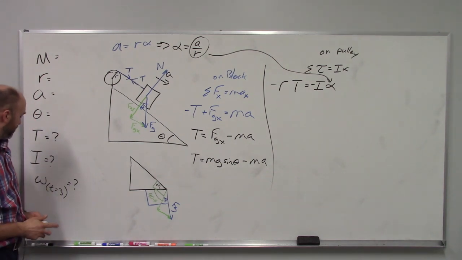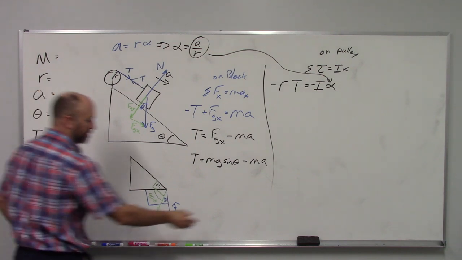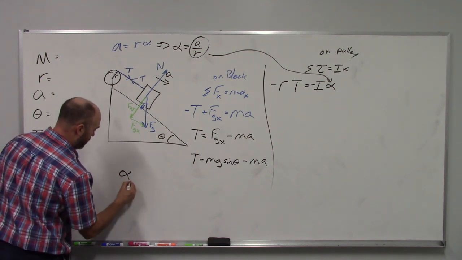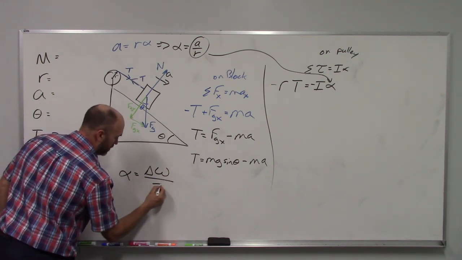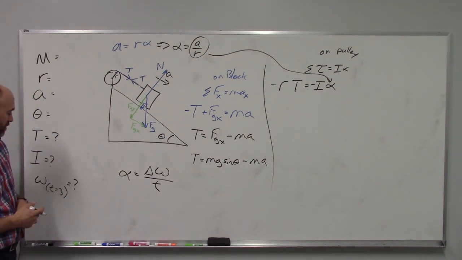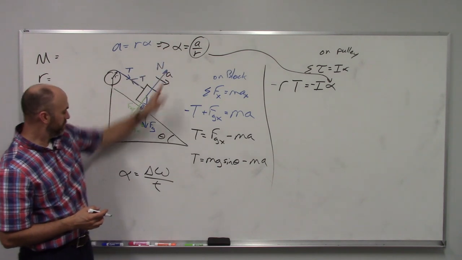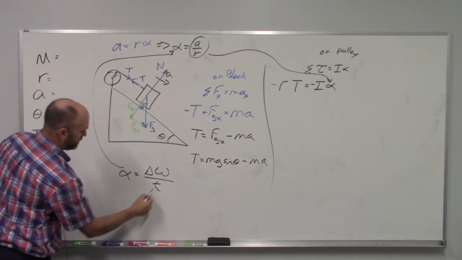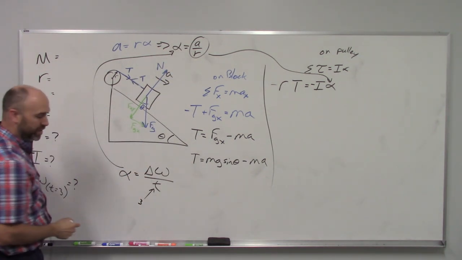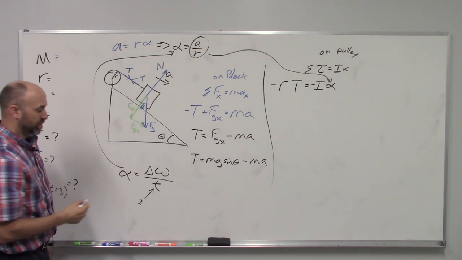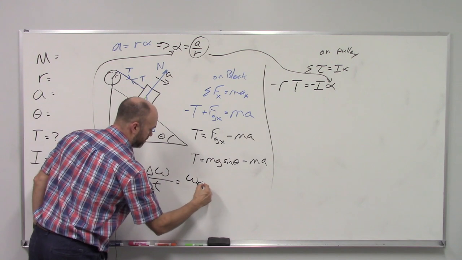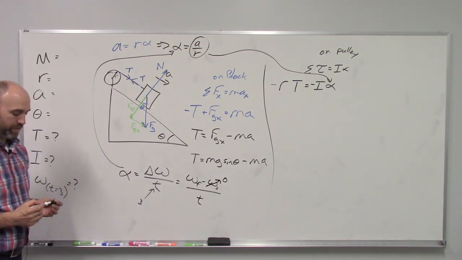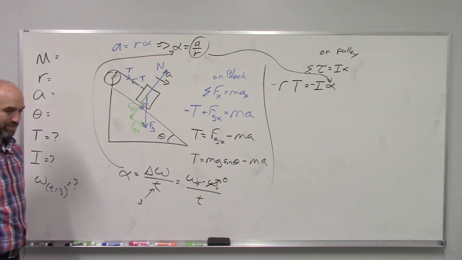So we'd use equation number 2. On the angular side, alpha is equal to change in omega over time. That's angular speed and angular acceleration. So you just found alpha here. You plug in t is 3, and omega initial is 0. So you just solve for omega? Mm-hmm. How's that? It makes sense.